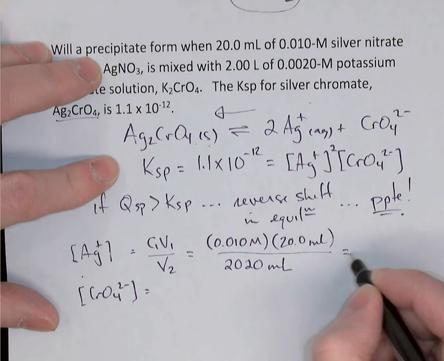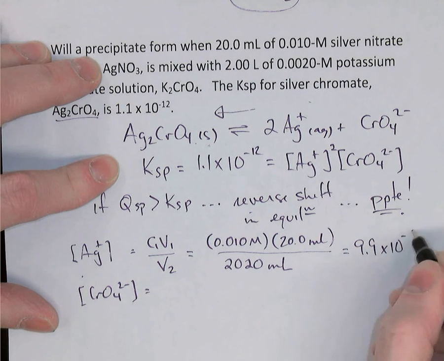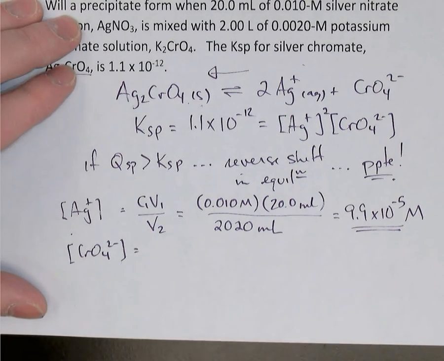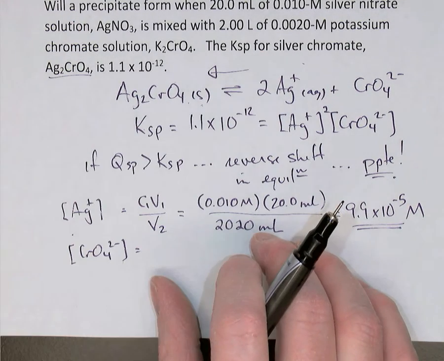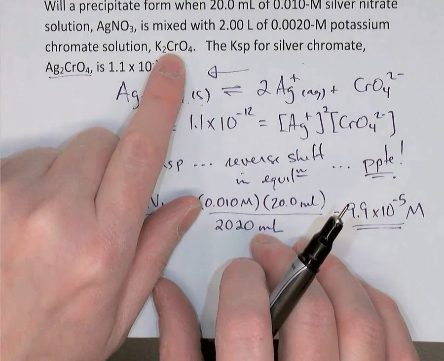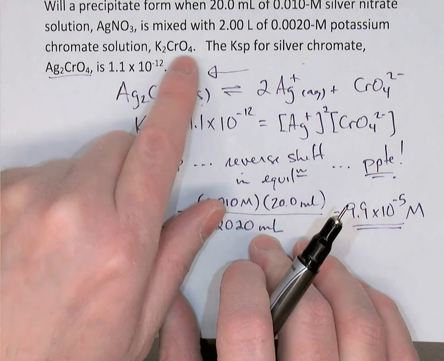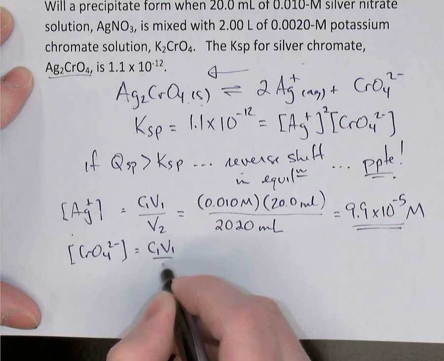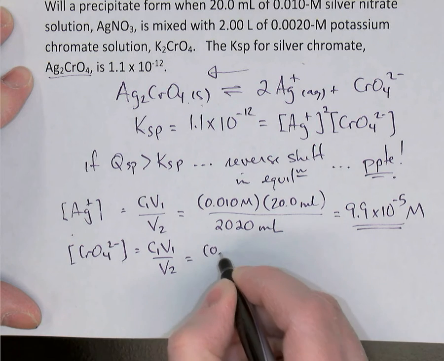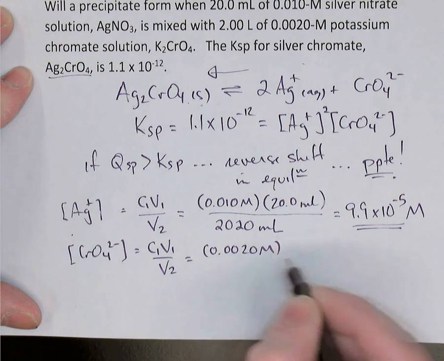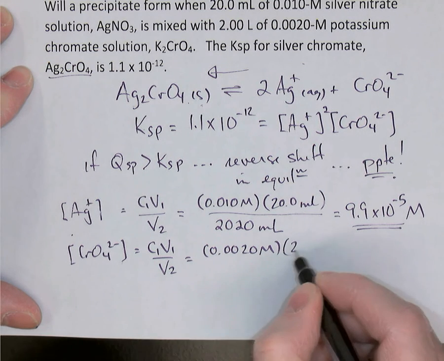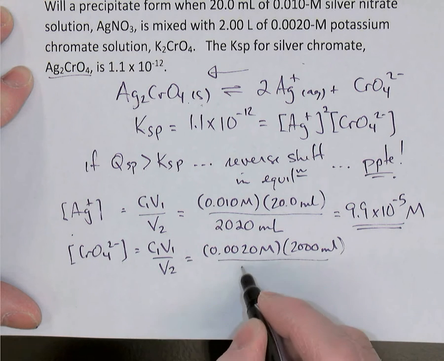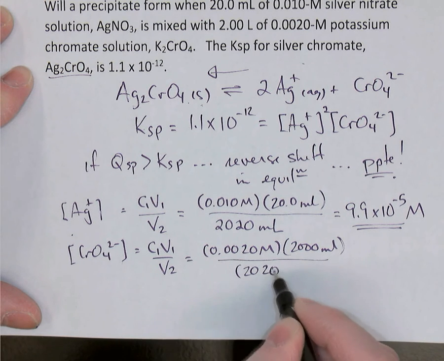So we have a very small concentration of silver. Now let's do the same thing for the chromate. The chromate was 0.002 molar, and its formula is K2CrO4, so there's 0.002 molar chromate in that solution. So we're going to do the same thing, C1V1 over V2. So 0.0020 molar, that was the original concentration, times 2,000 milliliters, we had 2 liters of the solution, divided by the final volume, 2,020 milliliters.